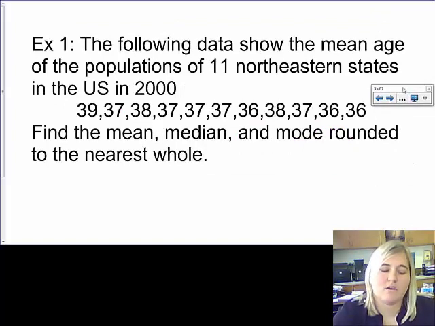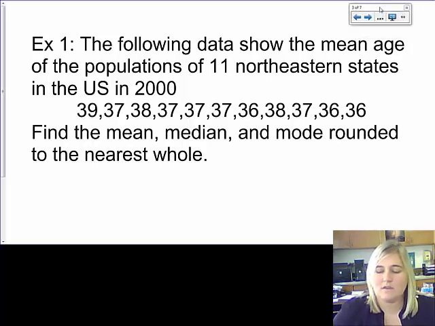So, for example, it says, the following data show the mean age of the populations of 11 northeastern states in the U.S. in 2000. So we have 39, 37, 38, 37, 37, 37, 36, 38, 37, 36, 36. And it wants us to find the mean, median, mode, and range.